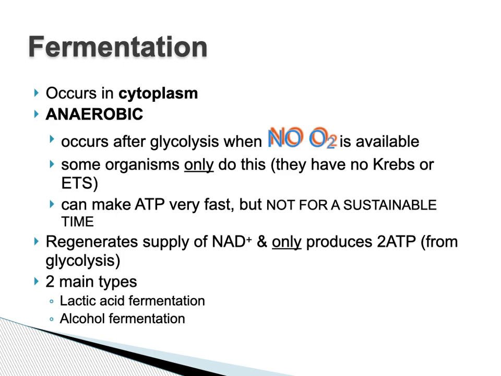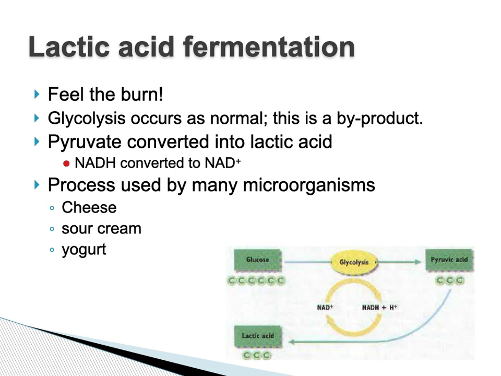There are two main types: lactic acid fermentation and alcohol fermentation. Lactic acid fermentation you do, because if you've ever worked out and felt the burn in your muscles, that's the acid in your muscles. Glycolysis is going to occur as normal, and this lactic acid is a byproduct. What you're going to do is that pyruvate is going to get converted into lactic acid with some chemistry magic as far as we're concerned. Some organisms do this, and we utilize them to produce food for us, like cheese, sour cream, and yogurt. All of those have a slightly sour taste because of the lactic acid. Acid tastes sour.